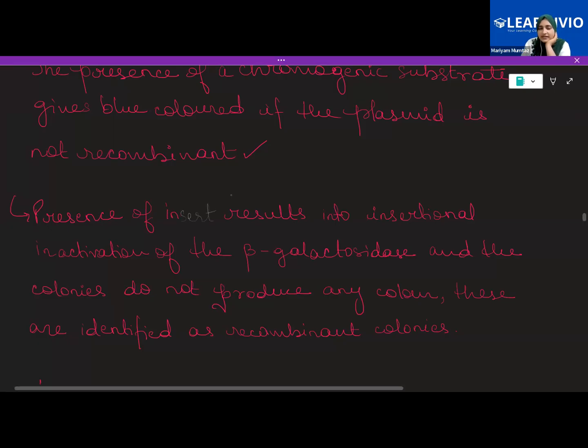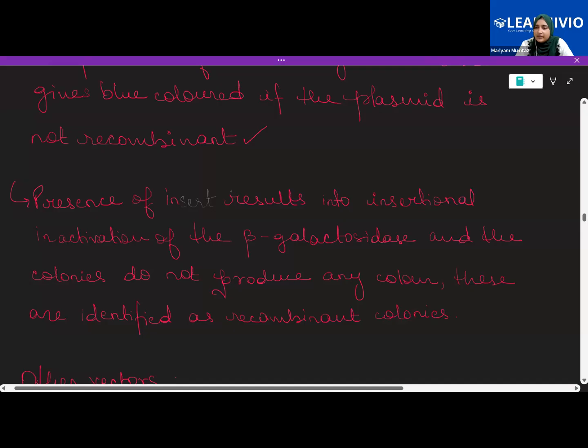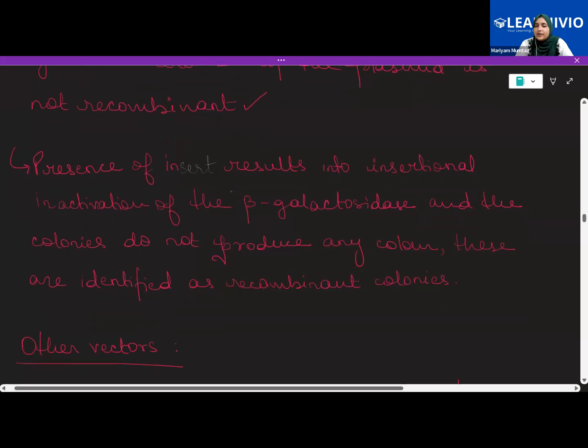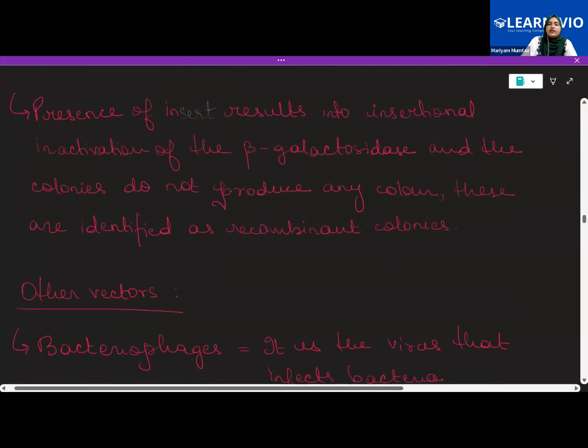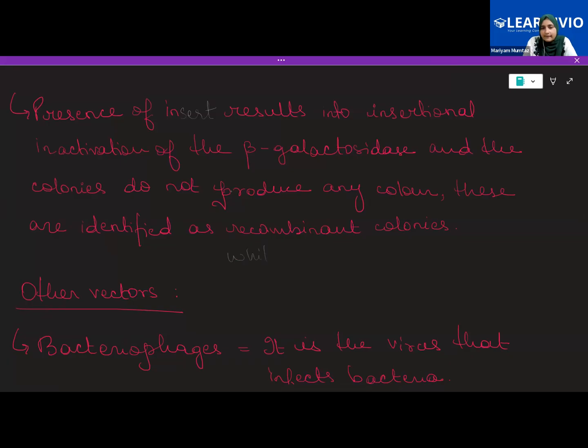Presence of insert results in insertional inactivation, right? We have put that piece of DNA. So the beta-galactosidase, because of that insertion, is going to get inactivated. And then this beta-galactosidase will not be able to use the chromogenic substrate and produce the color. So they will be the recombinant. The white ones will be recombinant. So I'll write it here. White are the recombinants, whereas blue are the non-recombinant. Non-recombinant means non-transformant. The meaning is clear.